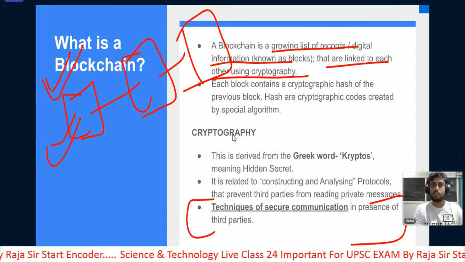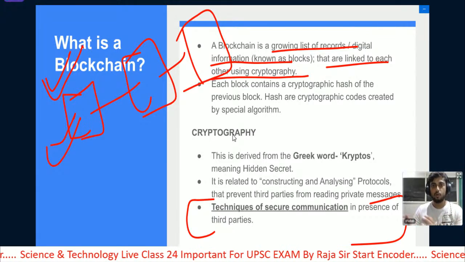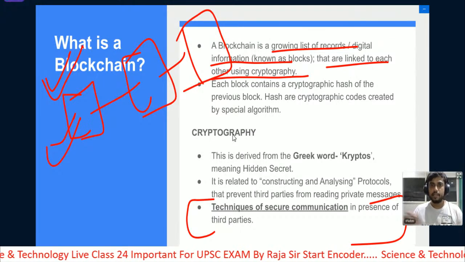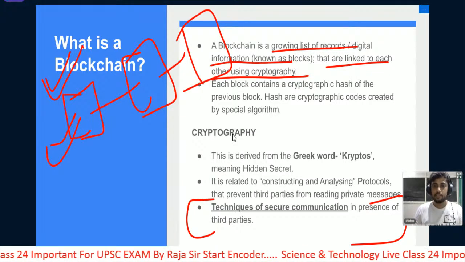And in the blockchain, the data, the list of records, is arranged in a chronological manner, and blocks can be added only at the end of the chain. तो आसान भाषा में this is the blockchain.